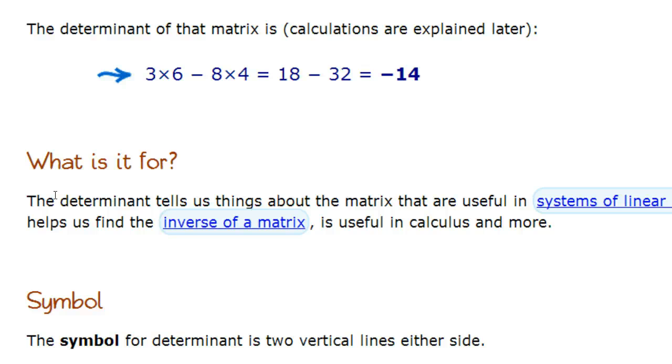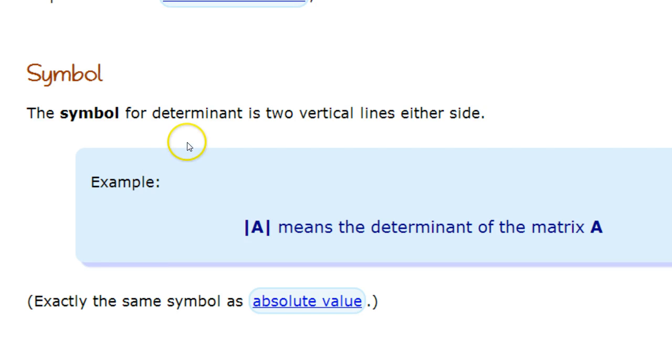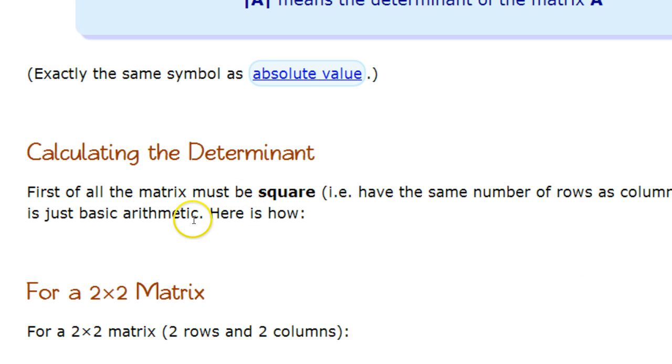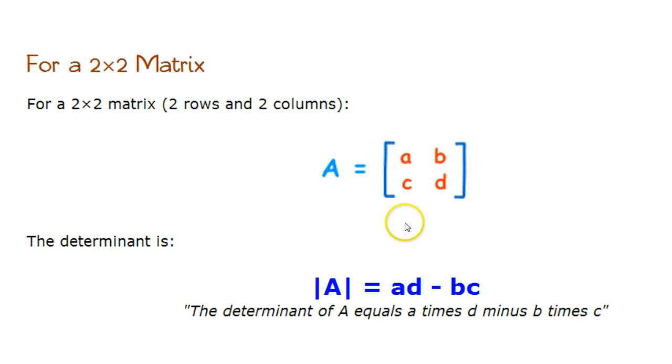And I especially know eigenvalues in linear equations. That is where it pops up. But for right now, we're just starting out with the basics of just finding it. For the symbol, you're going to be using an absolute value form. Calculating a 2 by 2 matrix is really easy.